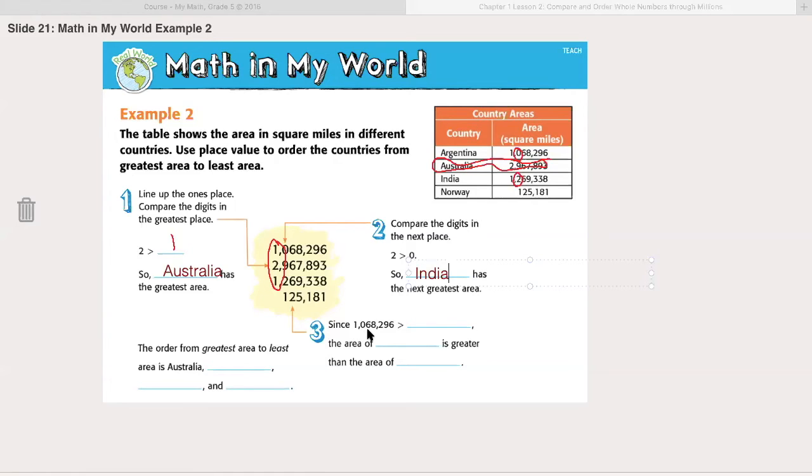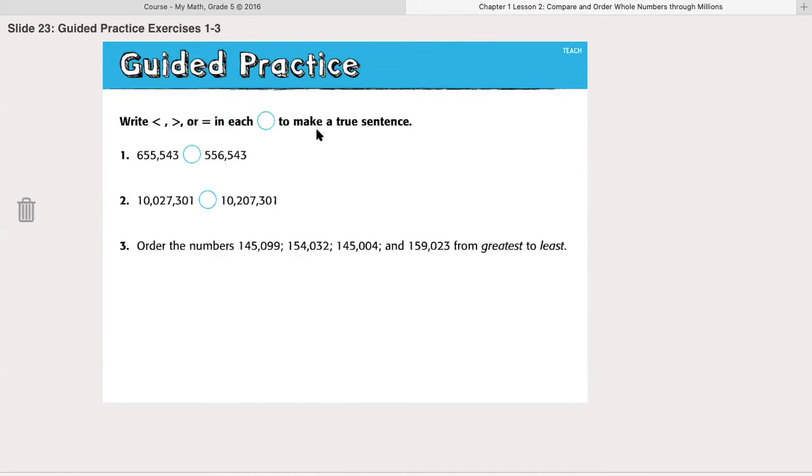Since 1,068,296 is greater than 125,181, the area of Argentina is greater than the area of Norway. The order from greatest area to least area is Australia, followed by India, followed by Argentina, and lastly, Norway. Guided practice.